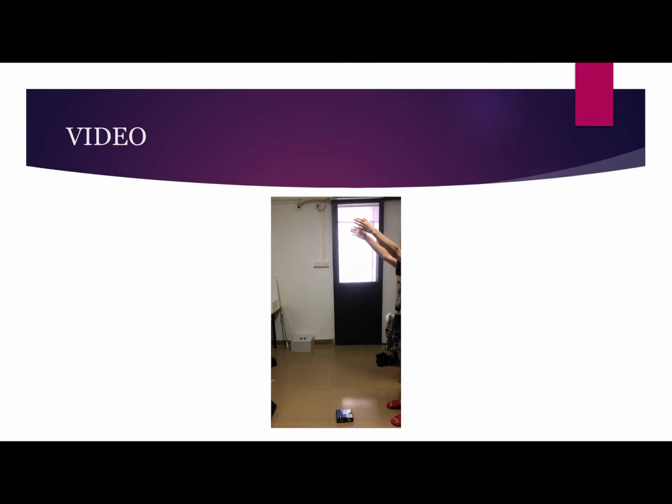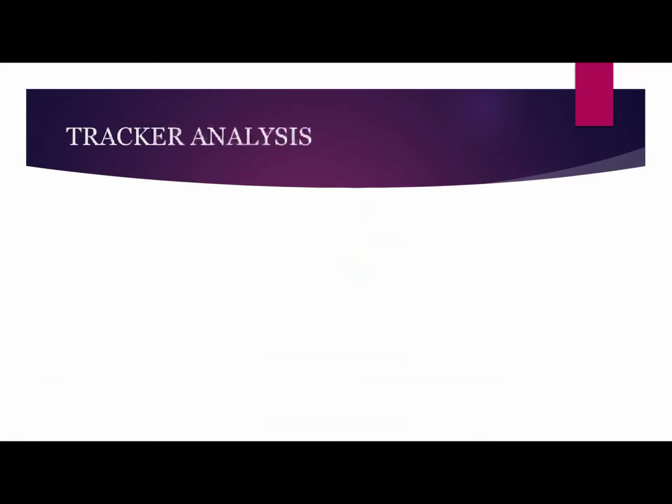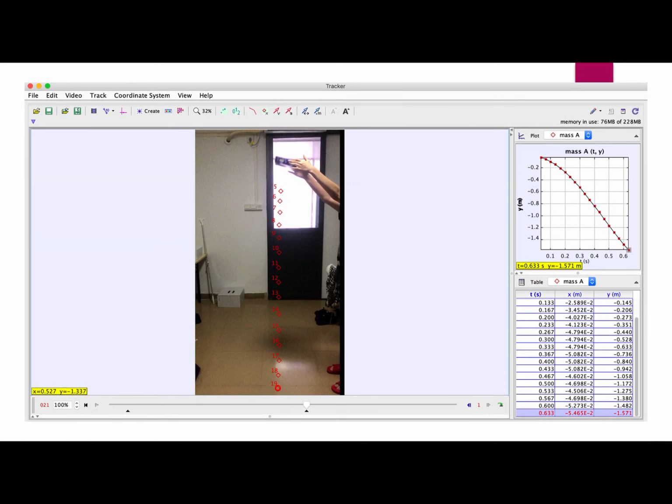In my video, I chose a box and let my roommate drop the box from rest, and then I uploaded the video into Tracker and got the position data and also the position versus time graph. And I set the origin of the coordinate system at the place where my roommate held the box at rest, with positive y direction pointing upward. So the box fell in the negative y direction, which corresponds to the curve shown in the graph.